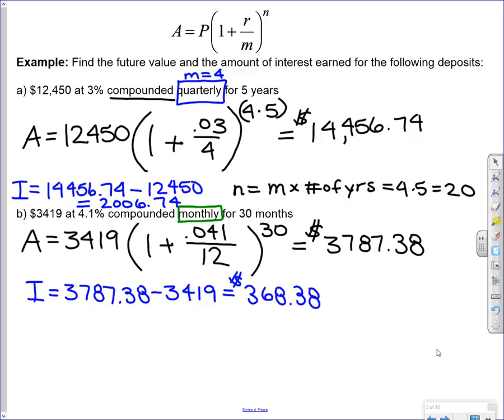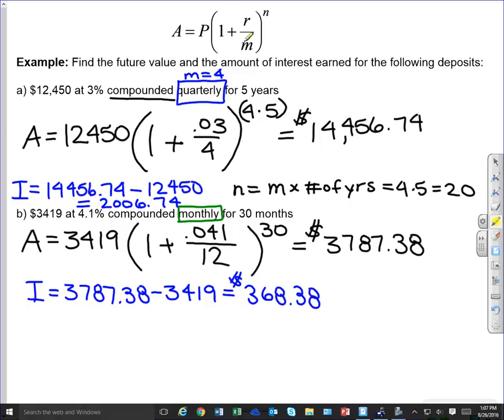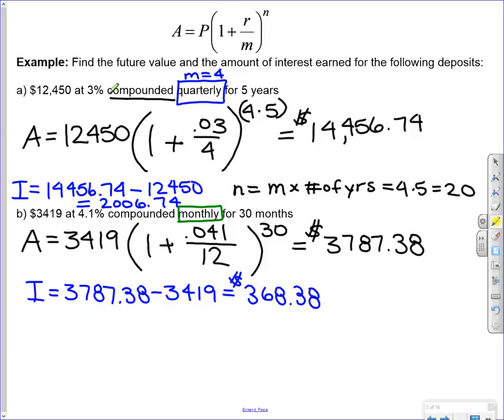Find the future value and the amount of interest earned for the following deposits. So we've got $12,450 at 3% compounded quarterly for 5 years. So here's our formula, the formula we're going to use for compound interest. The way we know that it's compound interest and not just simple interest is because it says this.